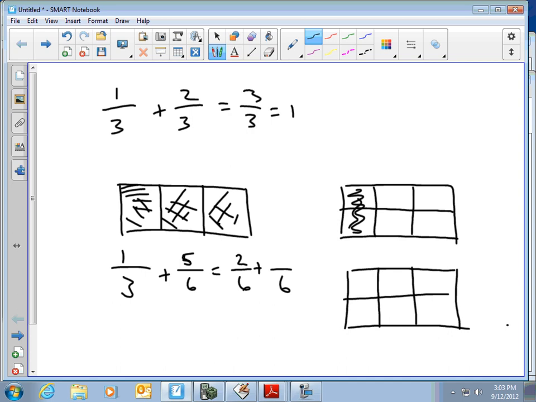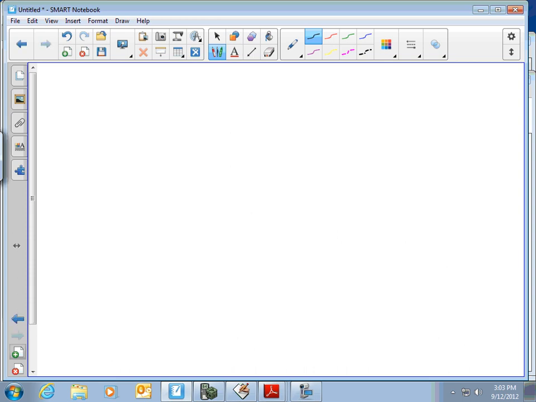Now my 1/3 isn't 1/3 anymore. Now it's 2/6. I have 2 pieces out of 6. My 5/6, I still have 5 pieces out of 6. And so my total number of pieces when I add those together is 7/6. So I have one whole piece plus one more sixth. When you add fractions, you have to have a common denominator. When you subtract fractions, you have to have a common denominator.